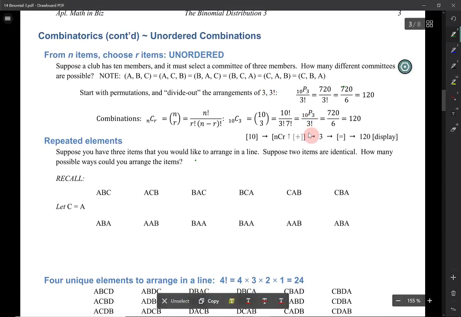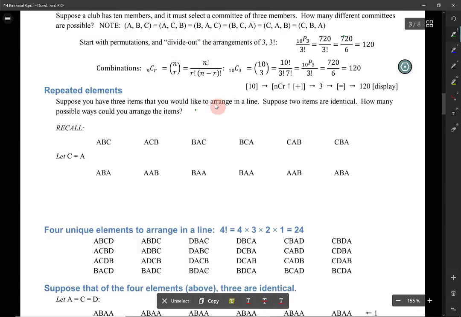Suppose you have 3 items you want to arrange in a line, and suppose 2 of the items are identical. How many ways do you have? Here you had 3 factorial, which is equal to 6. But if you have 2 of them that are the same, you have 3 factorial divided by 2, which is equal to 3. You really see, because this one and this one are actually the same, and this one and this one, because you have the repeated elements, those are actually the same.